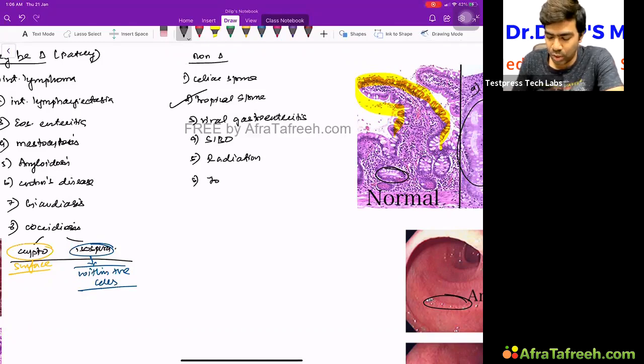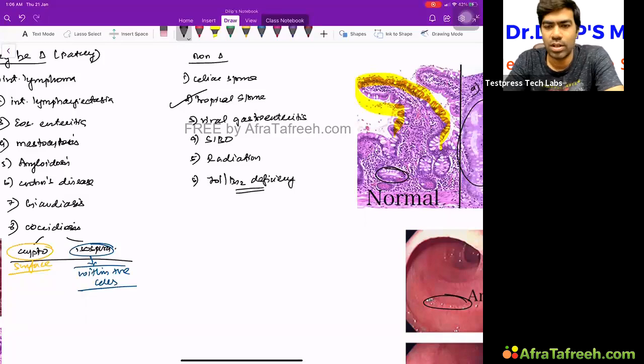Or simple folate and B12 deficiency, even without any pernicious anemia, can also produce all these features. So which means whenever you find these features in an exam, you might think about celiac disease, but in general, endoscopy is non-diagnostic. You should be very careful in that.